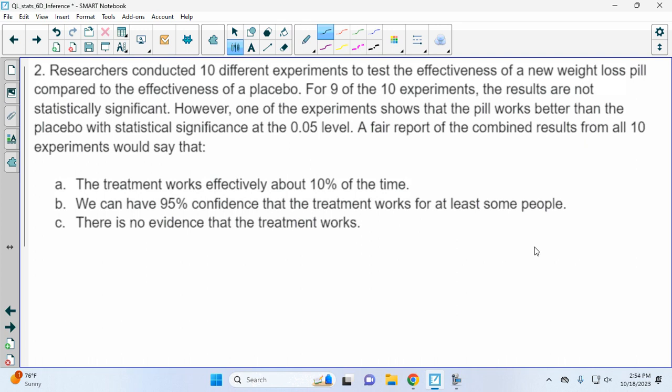It turns out that because 9 of the 10, that's 90%, didn't work, that means that 10% did, which is more than 5%. There is no evidence that the treatment works. We can't even say it works 10% of the time. We can't even say it works for some people, because that could have just happened by chance, because that 10% is larger than this 5%.